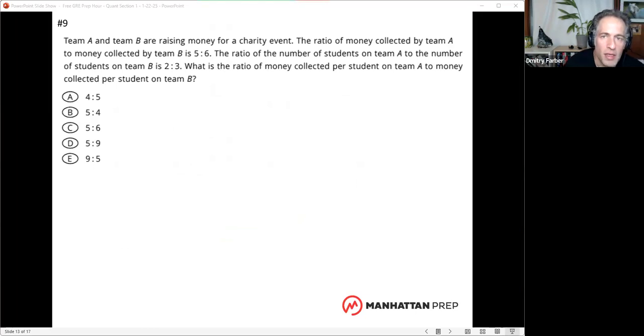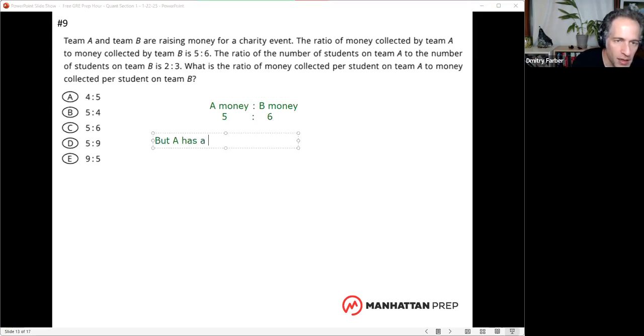Let's pull this one. So this is one where if you're short on time, you might just skip it. But I might say something like this. I might say, okay, they're saying that the ratio of money collected by team A to team B is 5 to 6. But then team A has fewer students. Team A has a ratio of 2 to 3, right? So if I just say, A money to B money is 5 to 6, but A has a lot fewer people, right? 2/3 as many.